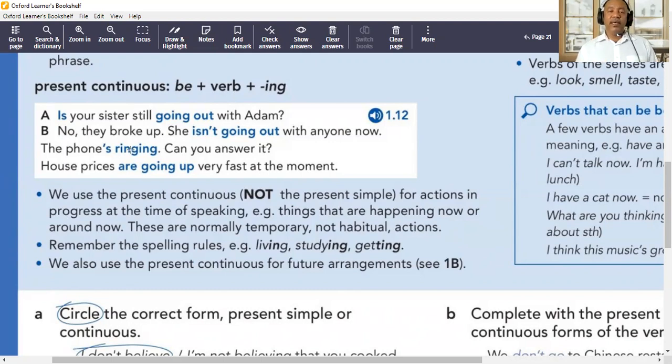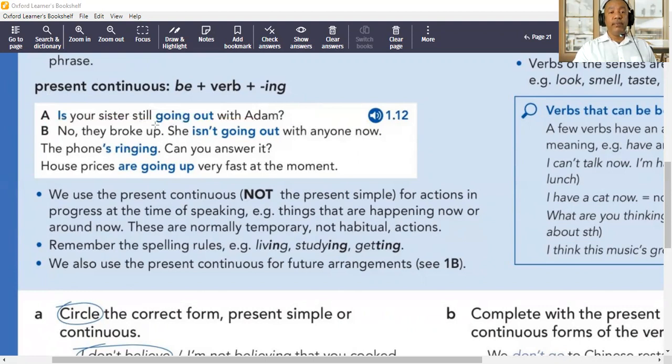The only thing here is that you need to remember that present continuous is a combination of be and the verb with ing, okay? Because sometimes you forget and somebody uses the verb with ing without the use of be. Okay, so look here. Is your sister going out with Adam? All right. Is your sister going out with Adam? Right, so is going out. Is before your sister because it's a question.